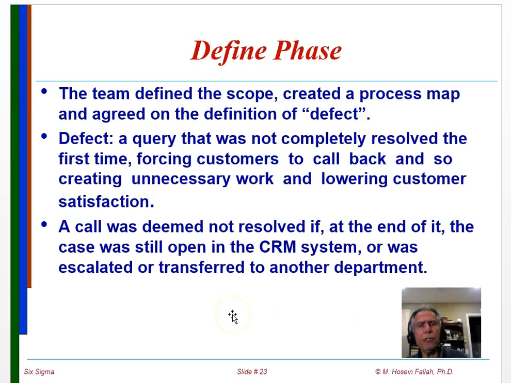So now let's go through the 5 phases of the methodology. In the define phase, the team created a process map. They agreed on the scope, created a process map, and agreed on the definition of defect. A query that was not completely resolved the first time, forcing the customer to call back, and so creating unnecessary work and lowering customer satisfaction, was considered to be a defect.